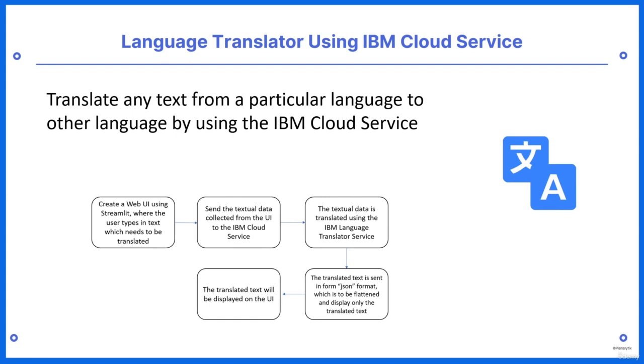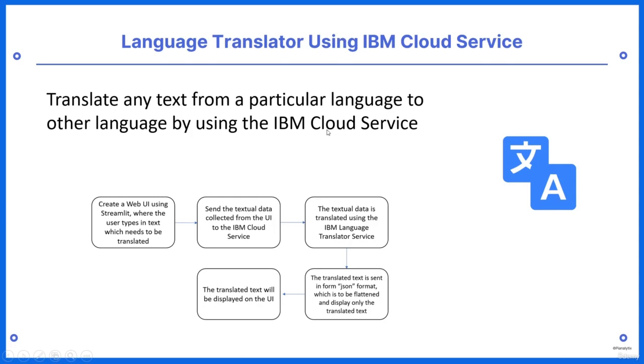We will be creating a web application with a text area where the user will type the text or a paragraph in a particular language which he needs to get translated. Then we will send the collected data from the web application to the IBM cloud service, specifically the IBM language translator service. The translated text is sent from the cloud service to our application in the form of JSON, that is JavaScript Object Notation, which we need to convert into plain text. That is done in the UI itself, and then the translated text will be displayed in the UI.